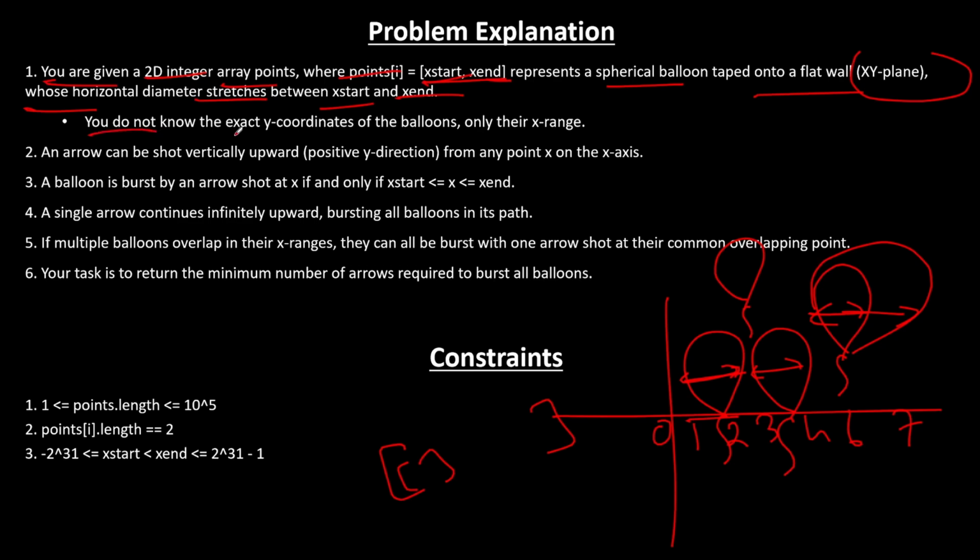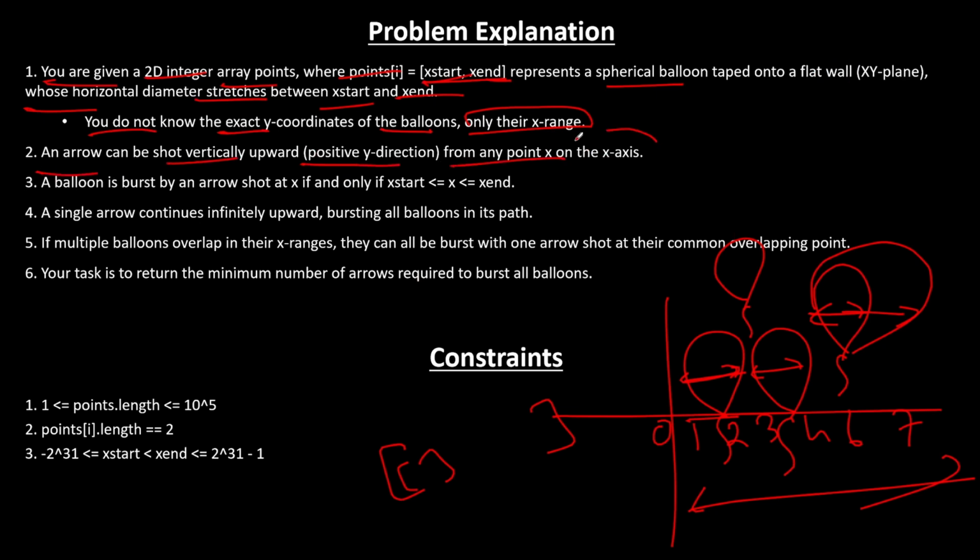Now you do not know the exact y coordinates of the balloons. You only know their x range, which means that a balloon can be on top of one another, in any direction. But what we know is where it is placed on the x-axis. An arrow can be shot vertically upwards, positively in the y direction only, from any point x on the x-axis.